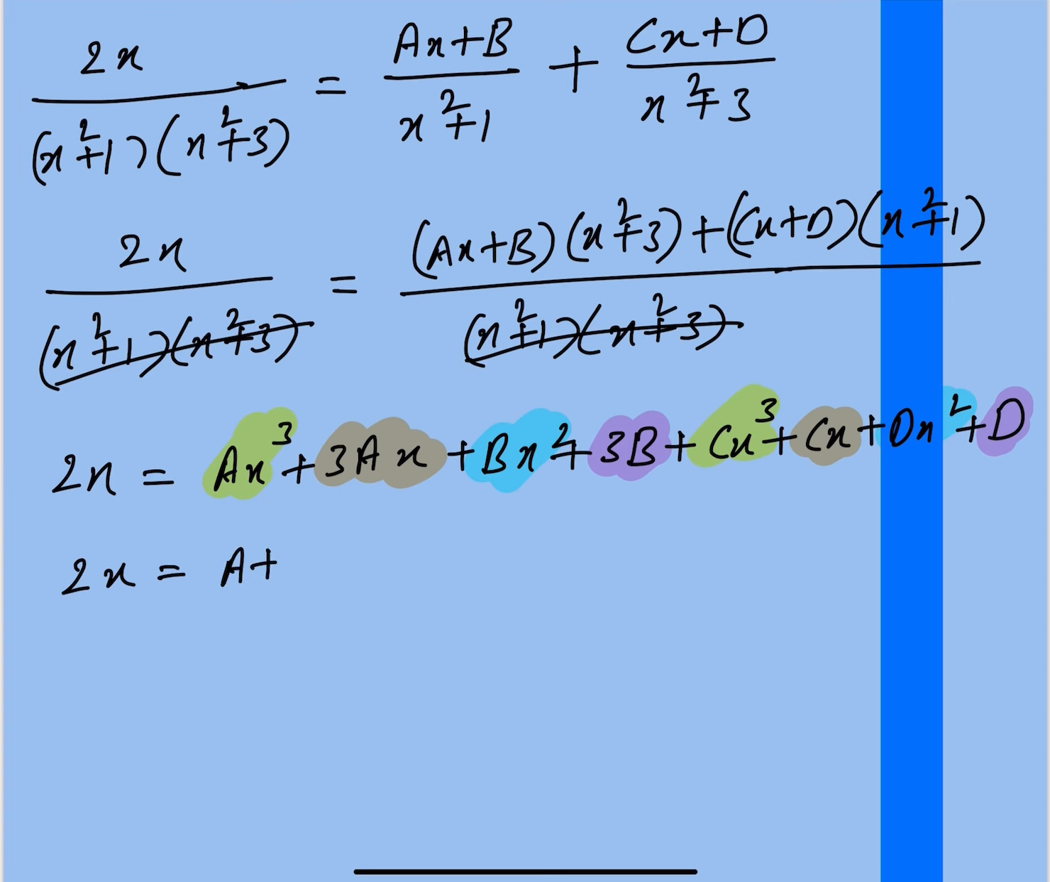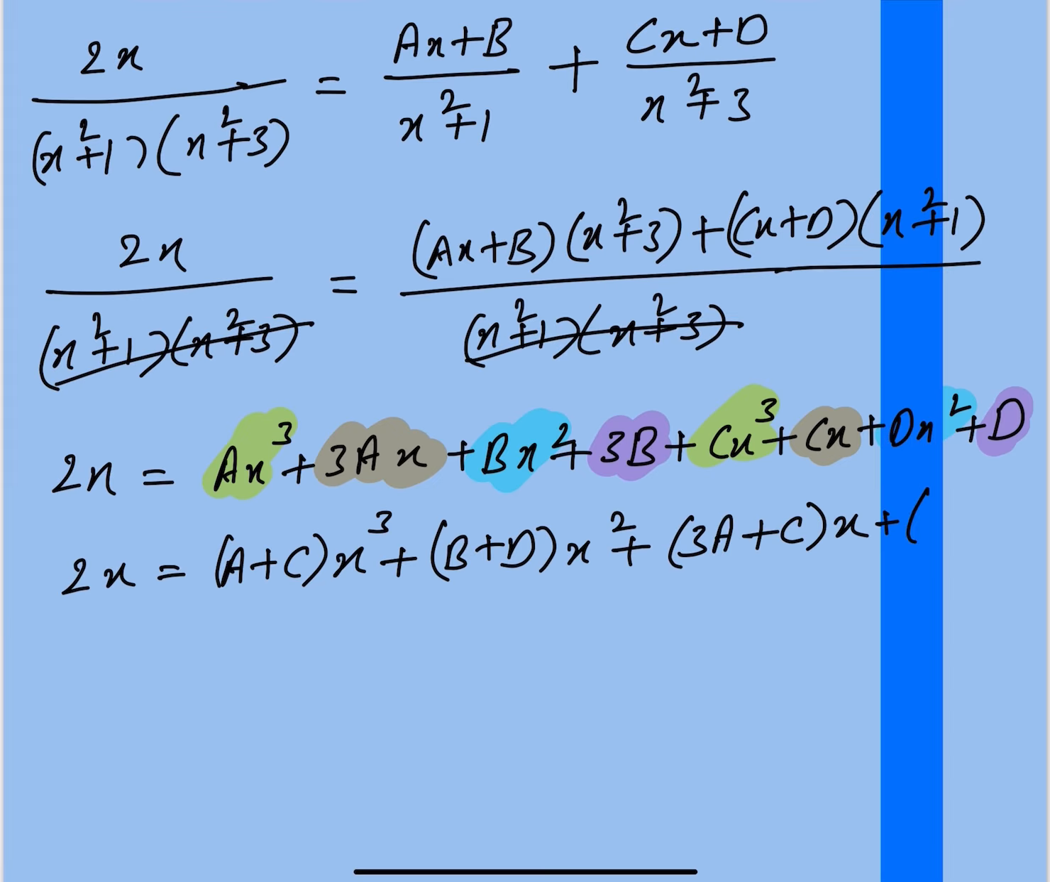So take x cube together, you'll get (a plus c) x cube. Take x square terms together, so you will get bx square and dx square, so you will get (b plus d) x square. Take the x terms together now, so (3a plus c) x, and the last is 3b plus d. Okay, so 3b plus d is constants. The x term is here, so 3a plus c, x common, then the bx square term and dx square term is here, then ax cube and cx cube is here.